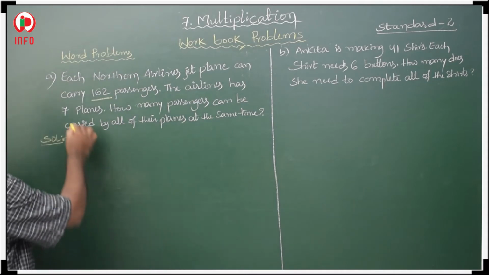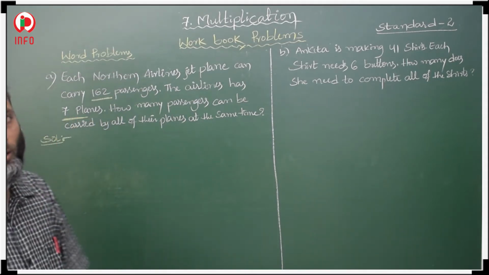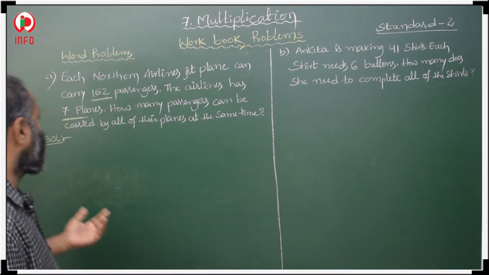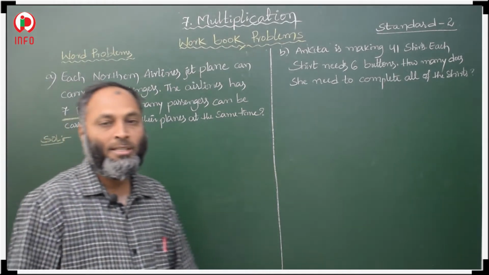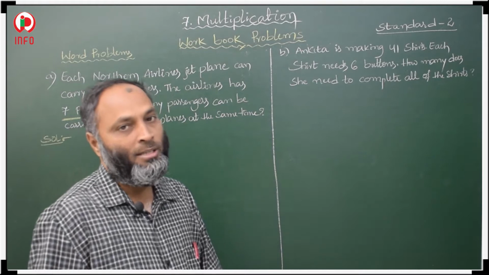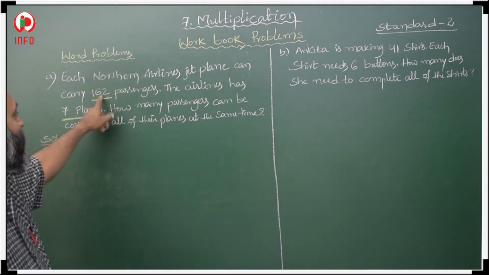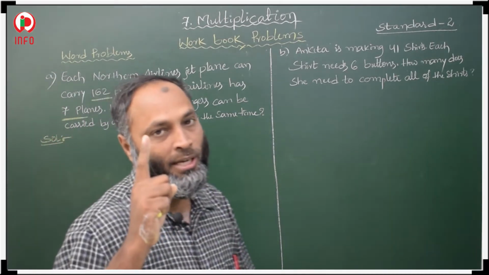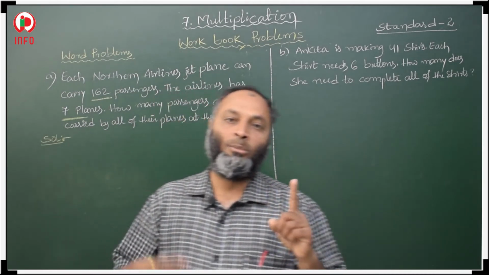The airline has 7 planes. How many planes? 7 planes. If that airline has 7 planes, how many passengers can be carried by all their planes at the same time? Each plane carries 162 passengers. Each plane means he has given about one plane, and he is asking about 7 planes. The unit is given, and more is being asked.